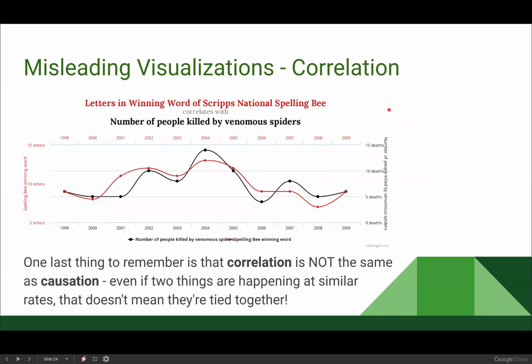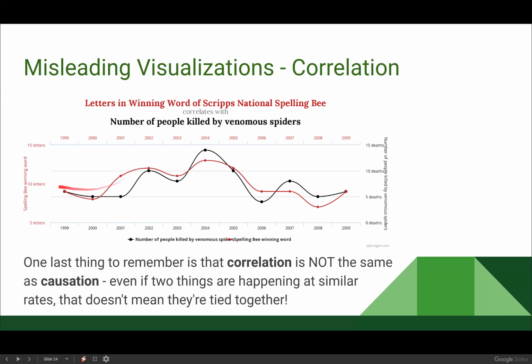All right, and another misleading thing we can do is say that correlation and causation are the same thing. Correlation is when two data points follow a similar trend. So if we look at these two lines, they are roughly the same shape. They're pretty well correlated. But if we look at what these lines represent, it's letters in the winning word of the Scripps National Spelling Bee and number of people killed by venomous spiders. I don't think that those two things have anything to do with each other.